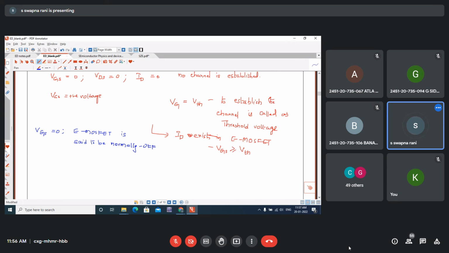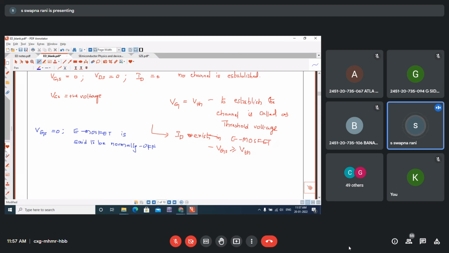Why is the E-MOSFET said to be normally off? Because when VGS equals 0, there is no channel established below the oxide layer extending from source to drain. Therefore, no charge carriers will move from source to drain, and the current is 0. Therefore, E-MOSFETs are said to be normally off MOSFETs.